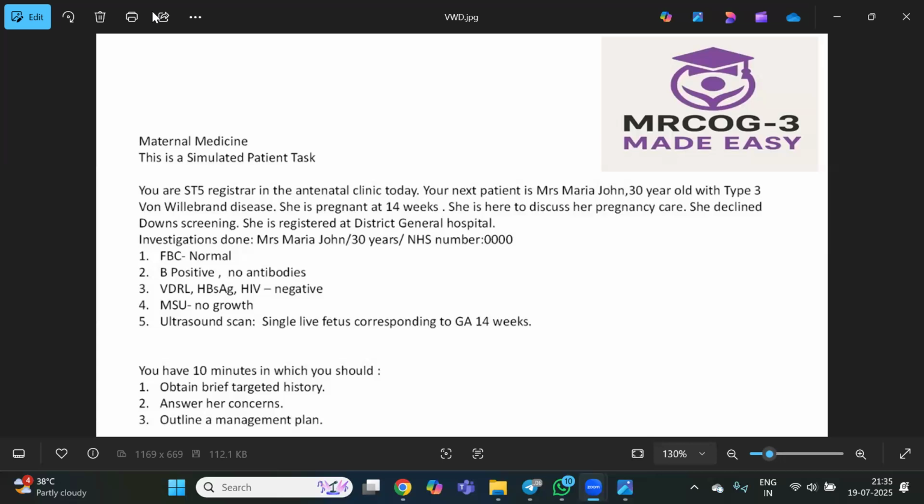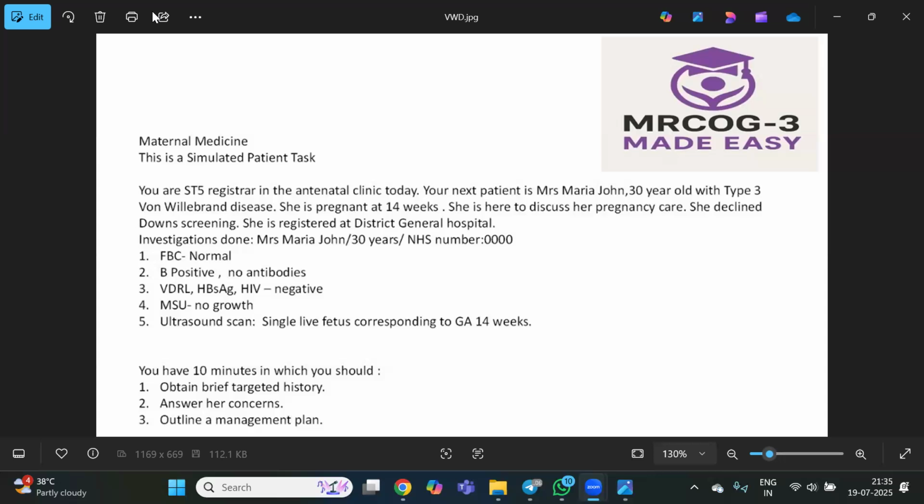Then whenever you explain the results to the patient, you have to confirm name, age, and NHS number. Sometimes in the examination they may keep a wrong name, so a different name they can keep. Always see what name is there, whether it's the same patient or not. Then any medication which is unlicensed, you have to tell the patient that it is unlicensed.